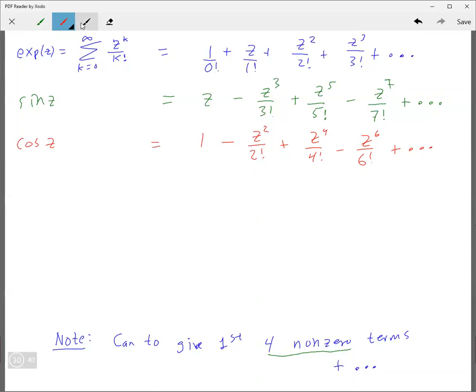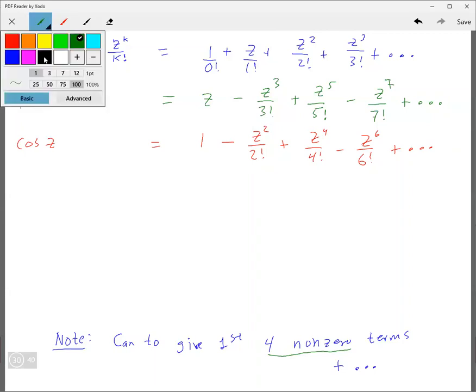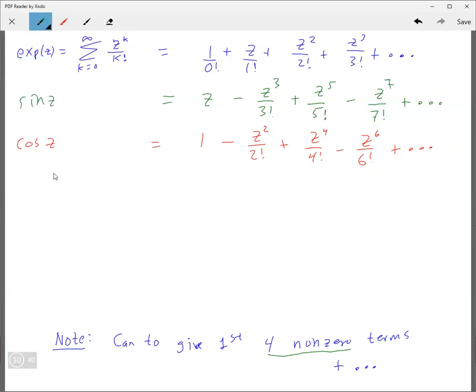One thing that you can do is use these. Oh yeah, and a really important one, probably the most important one for this class, is 1 over 1 minus z, because that's the geometric series. So this one is the sum from k equals 0 to infinity of z to the k, or 1 plus z plus z squared plus z cubed, and so on.